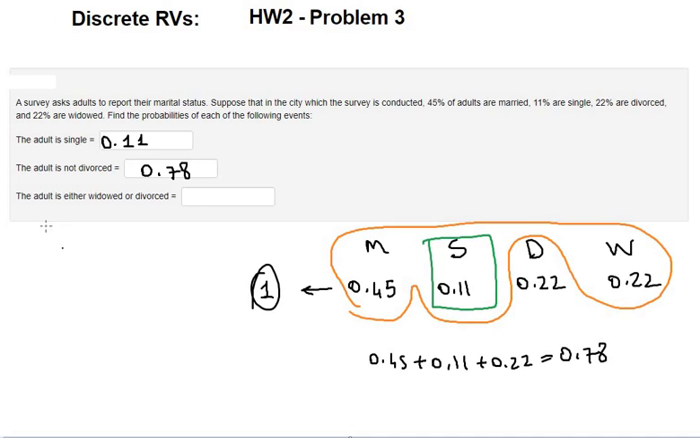0.78. The adult is either widowed or divorced. Either widowed or divorced is this set. So we're going to add them up, which is 0.44.